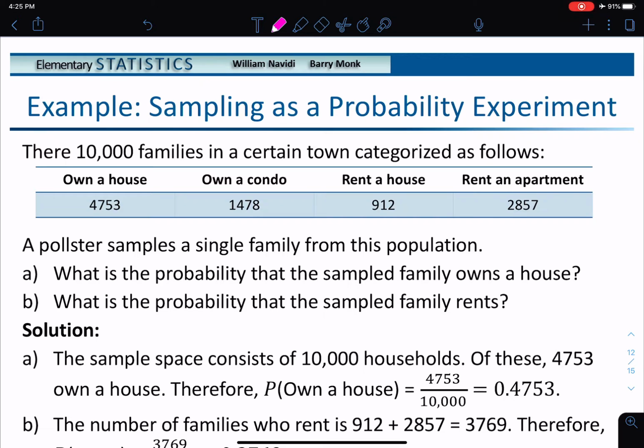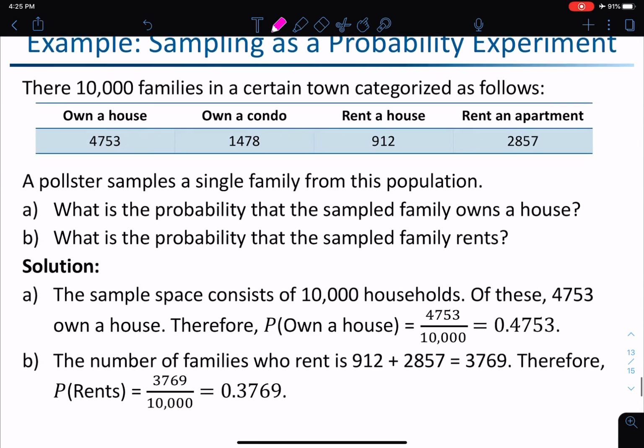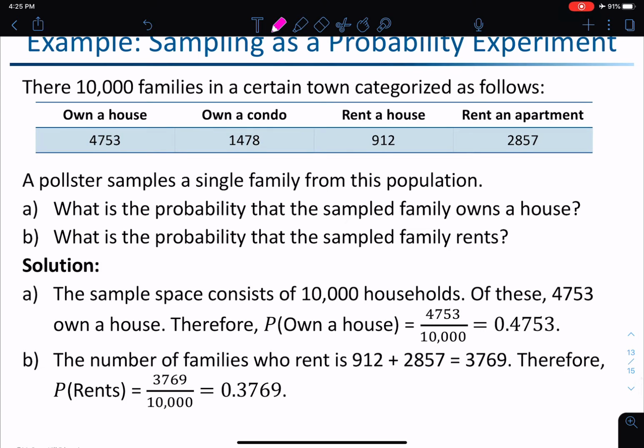So there are 10,000 families in a certain town categorized as follows. Looks like we have 4,753 homeowners, 1,478 condo owners, 912 renters of a house, 2,857 renters of an apartment. A pollster samples a single family from this population. They're not exactly telling us the method of sampling, but they sample a single family from this population. What is the probability that the sampled family owns a house?